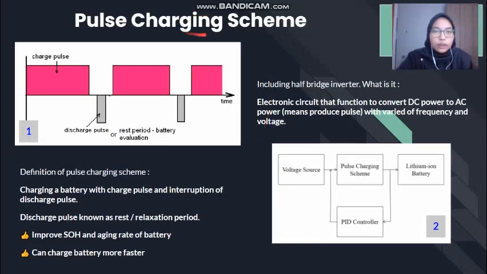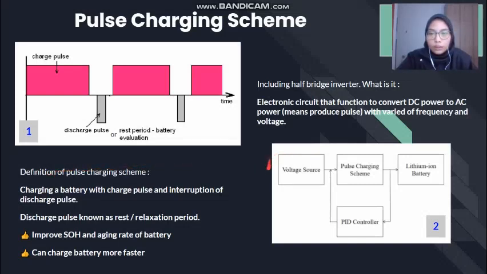Okay, this is the pulse charging scheme. This is the profile for the pulse charging scheme. As we can see here, the charging scheme will supply the charge pulse, and in between the charging pulses there will be an interruption of discharging pulse. So the definition of fast charging can be said as charging a battery with charge pulse and interruption of discharging pulse. Discharging pulses are known as rest or relaxation period.